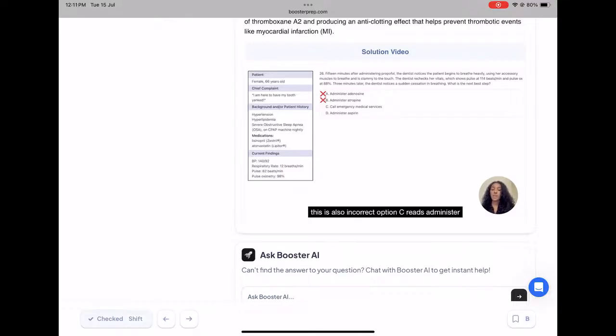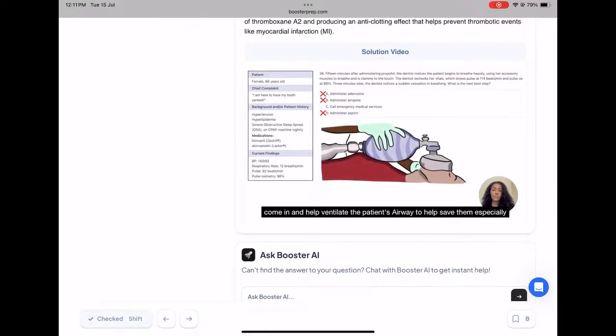Option C reads administer aspirin. So aspirin is an over-the-counter non-steroidal anti-inflammatory drug, and it's also used as a blood thinner. It doesn't have an effect on respiratory arrest, so this is incorrect, and it leaves us with option D, call emergency medical services. So this would be the next best step because they would come in and help ventilate the patient's airway to help save them, especially if they've already reached a state of no breathing. So this would be the correct answer for this question.